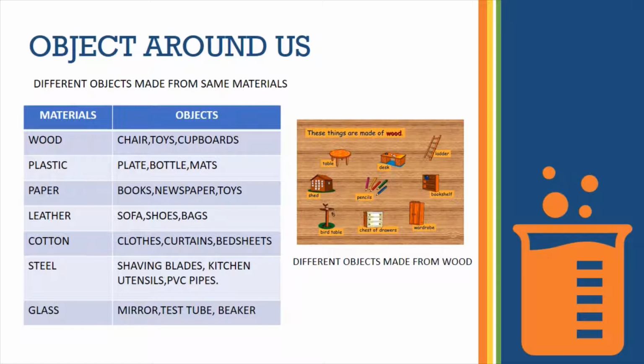In our previous slide, we saw objects made from different materials. In this slide, we will see materials used for making different objects. Wood material. Wood material is used to make objects like chair, toys and cupboards. Another one is plastic material. Plastic material is used to make objects like plate, bottles and mats. Next one is paper material. Paper material is used to make objects like books, newspaper and paper toys. On the other hand, we have leather. Leather is used to make objects like sofa, shoes and bags. All these examples are used in our day-to-day life. You can go through the charts to know more about the objects and materials that we use.